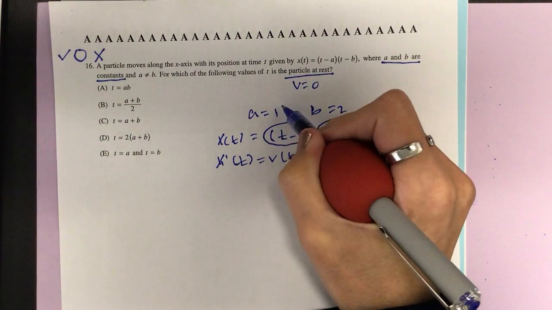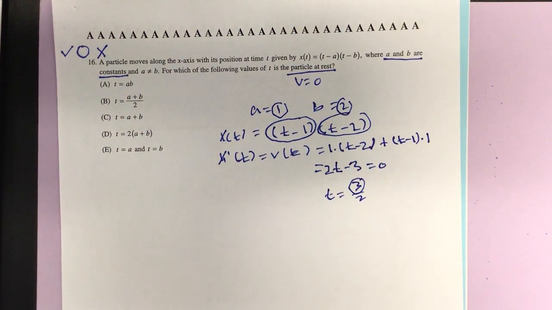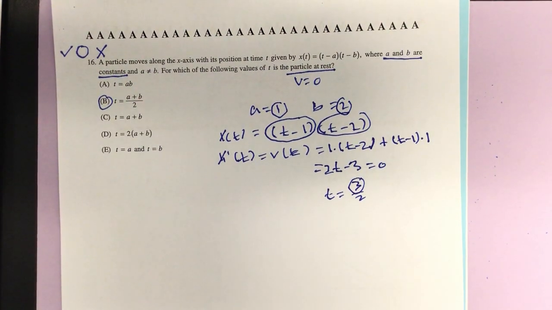And 3/2 came from 1 plus 2 equal to 3, meaning (a + b)/2. Which one has that? Done. So if it's giving you a constant, plug in a 1, plug in a 2. Okay? If you're good to move on, give me a thumbs up.